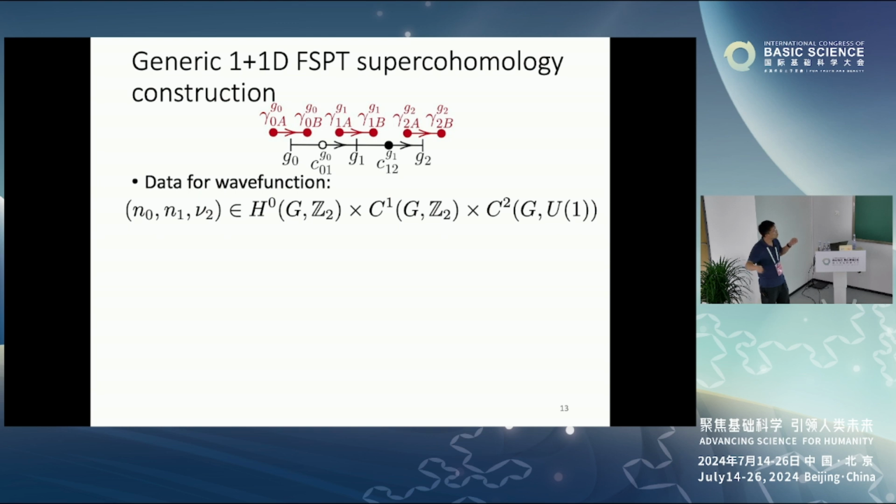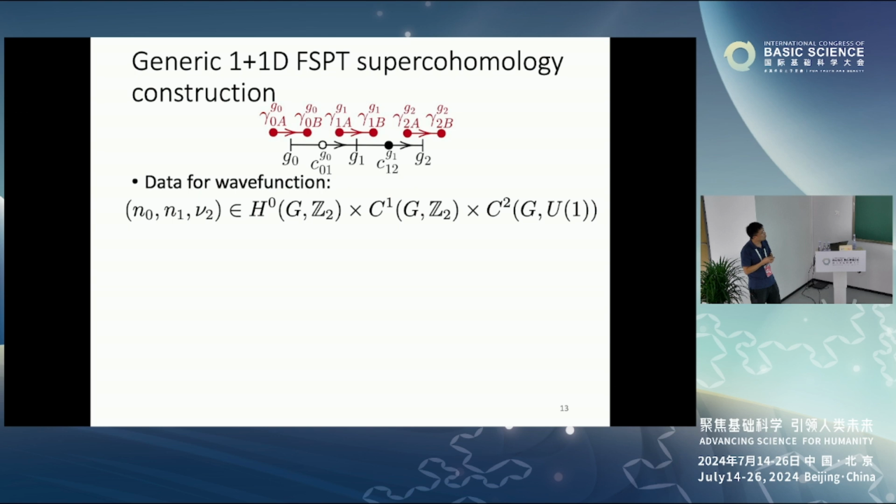And for this one-dimensional chain, on each vertex we put a group element. This is g0, g1, g2, all of them belong to the capital G. And they span the Hilbert space. So the dimension of the Hilbert space is the order of the group G.